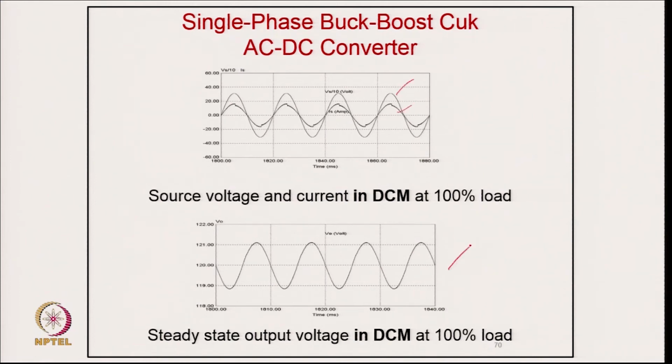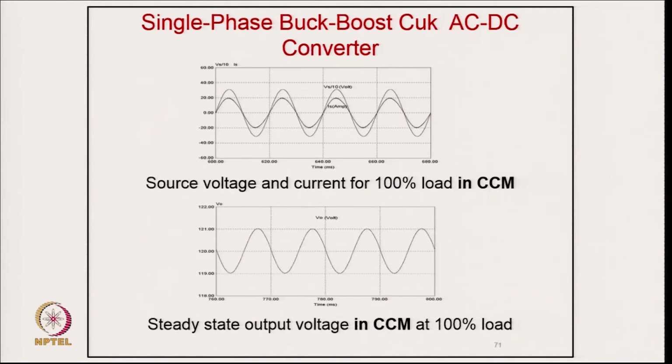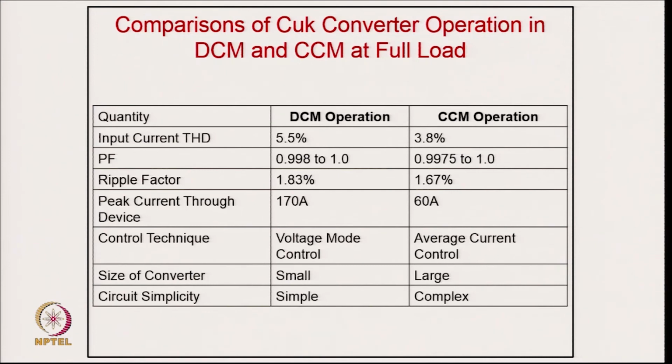And the performance here for DCM, you can see voltage and current input, and this is the output voltage, which has typically less than 1% voltage ripple at 120 volt. And this is for CCM operation, continuous conduction mode. You can see supply voltage and supply current are in phase, almost unity power factor, no harmonics, no reactive power, and the output voltage also has less than 1% ripple. And this is the relative performance of this Cuk converter.